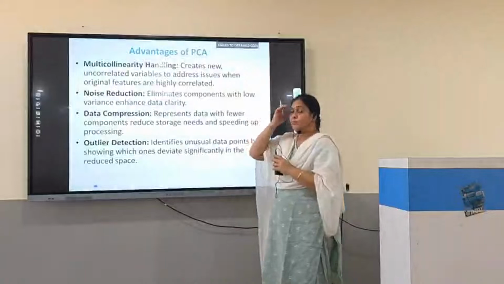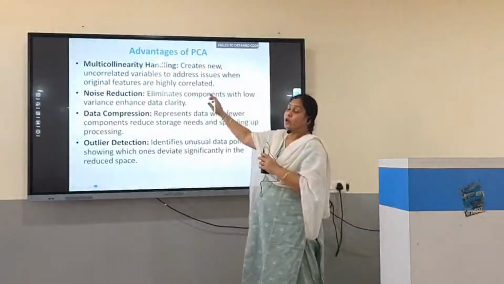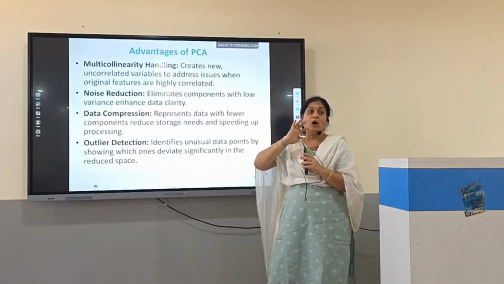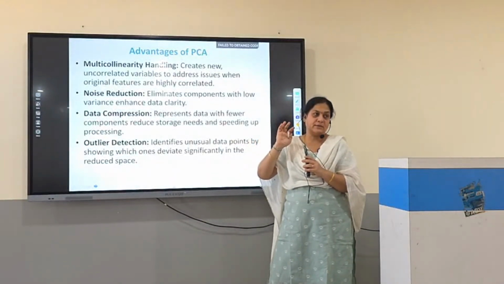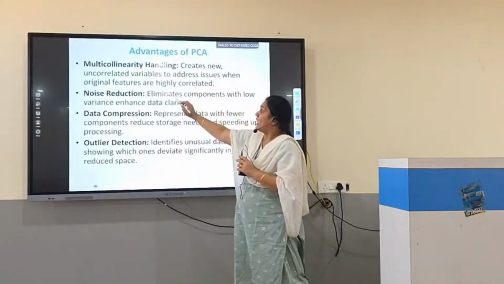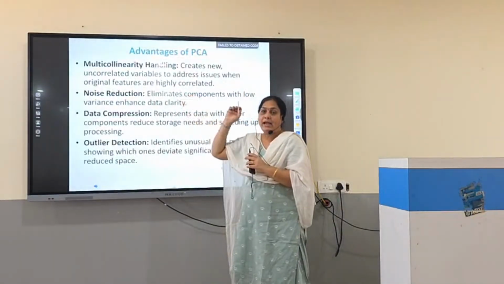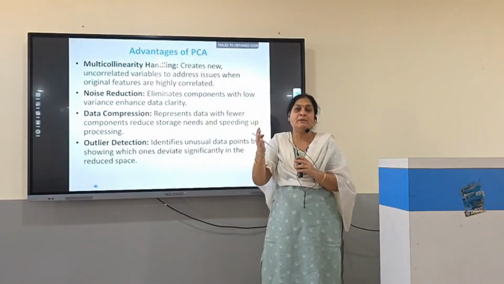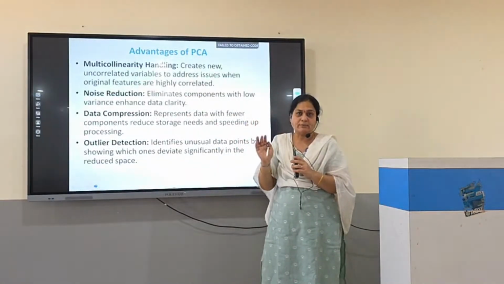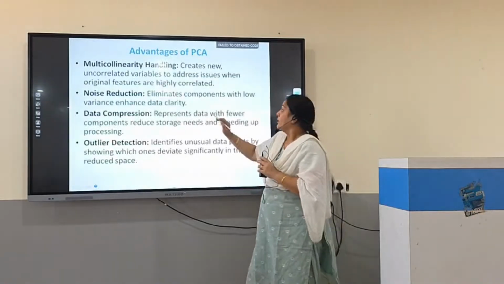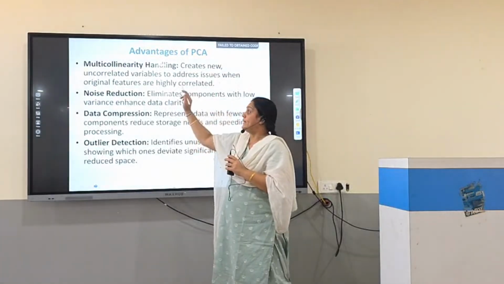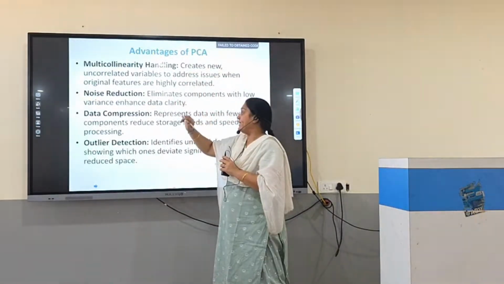So the advantages of PCA: collinearity handling. It is able to handle all the relations among the attributes, right? So it creates new uncorrelated variables. By identifying the correlation between the variables, it tries to find new variables which are not related to each other, which are independent. To address the issues where original features are highly correlated, it is able to handle this multi-collinearity.